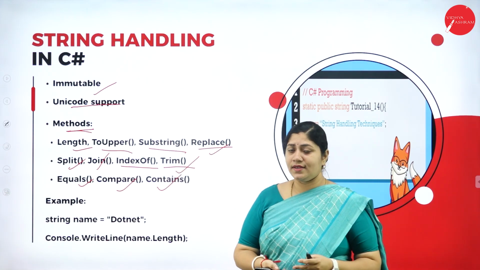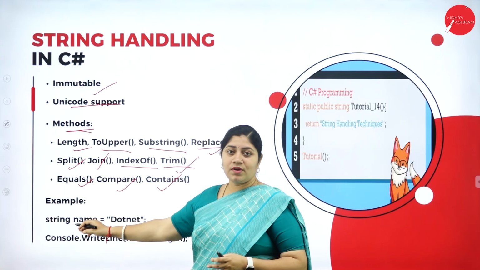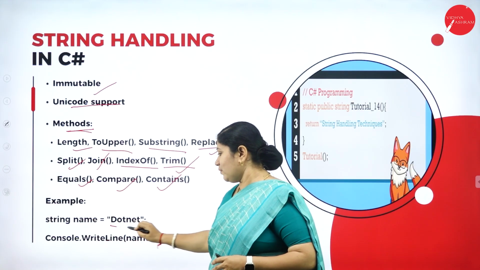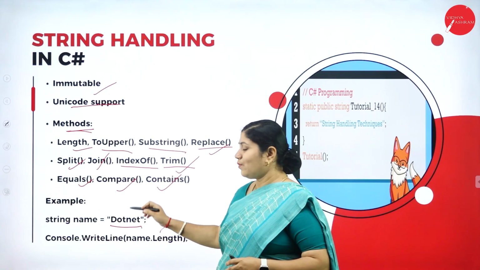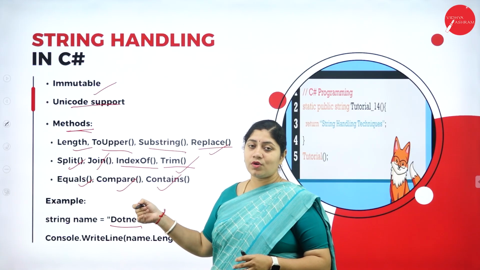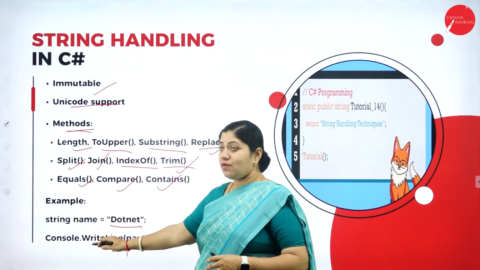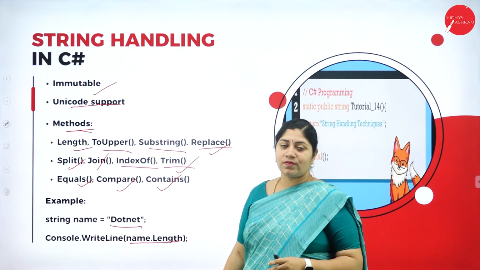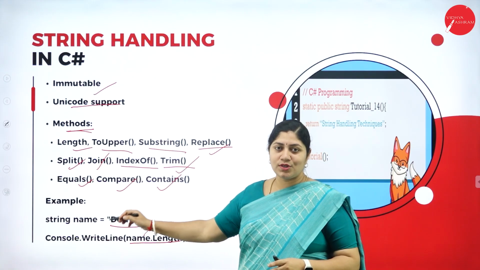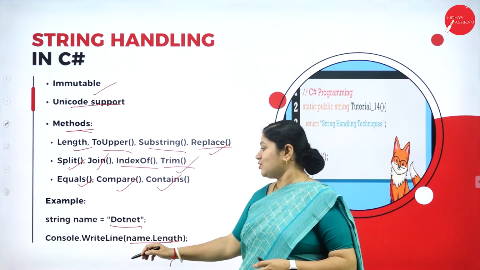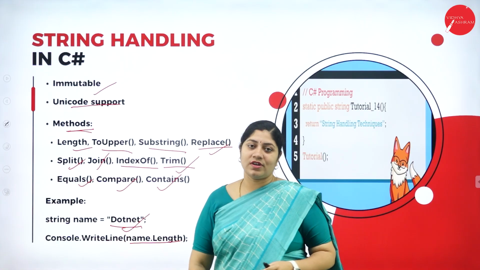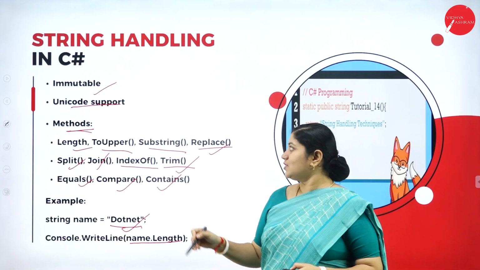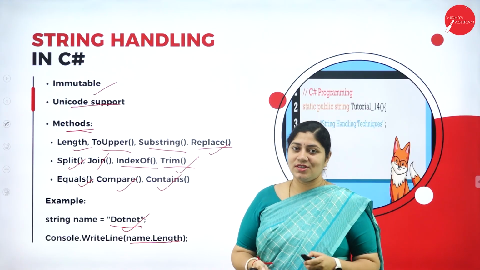So let's see an example over here. We have defined a string name for .NET. What we have to execute over here is a WriteLine which will specify the length of the characters of the defined string. So this is all about string handling in C#.